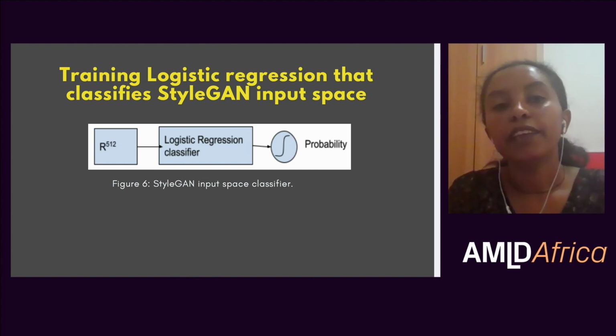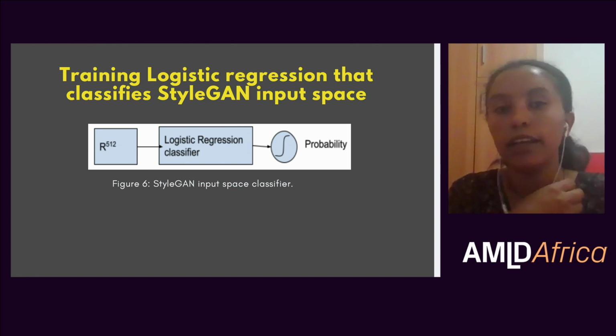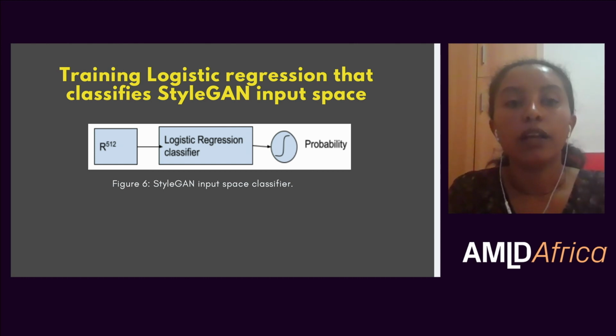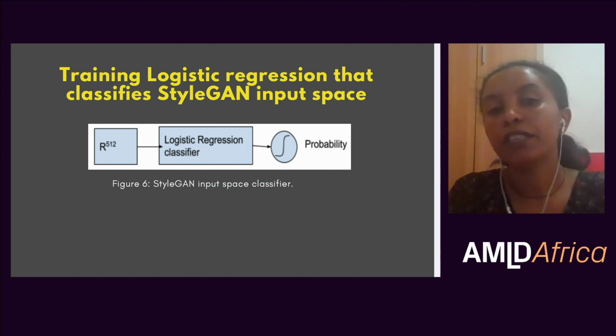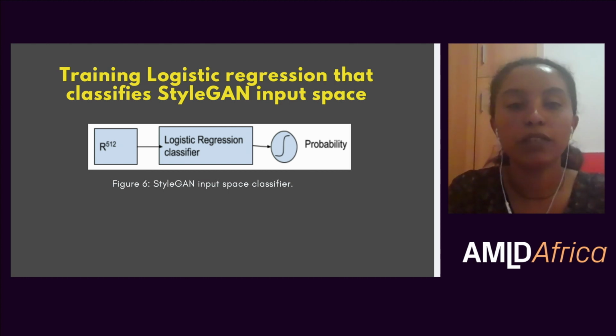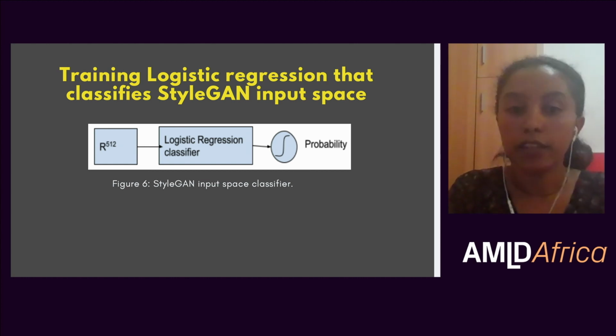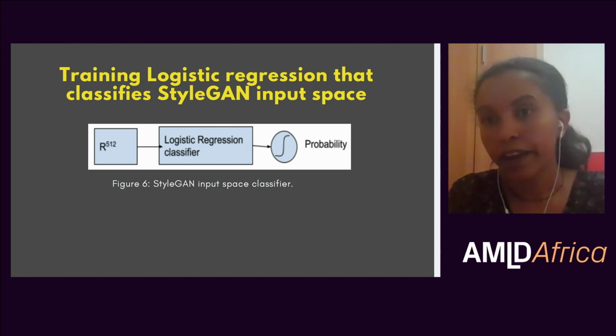So using the dataset generated, we have three pieces of information about the data: the input vector, the image, and the race label of the image. For each race, a one-versus-the-rest logistic regression model was trained to classify the input space of the StyleGAN model into positive and negative regions. In this work, we call this model the logistic classifier.